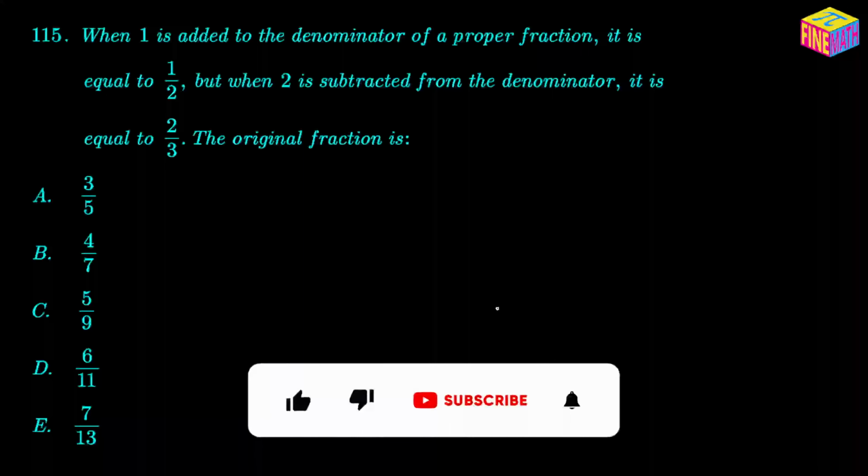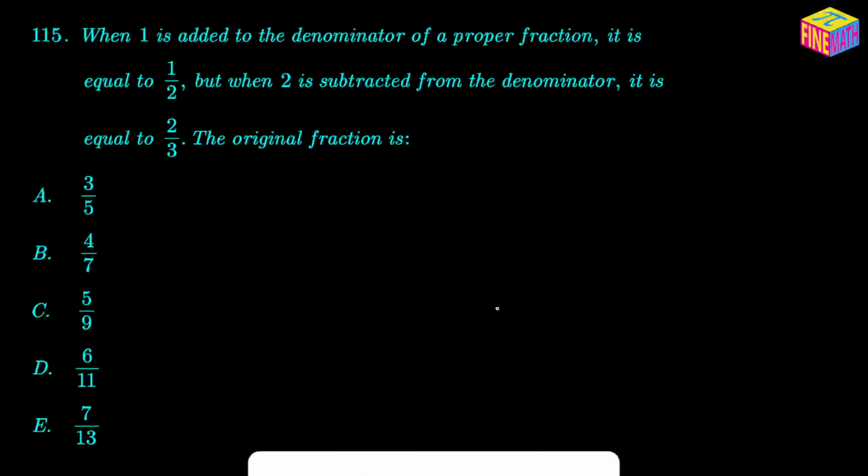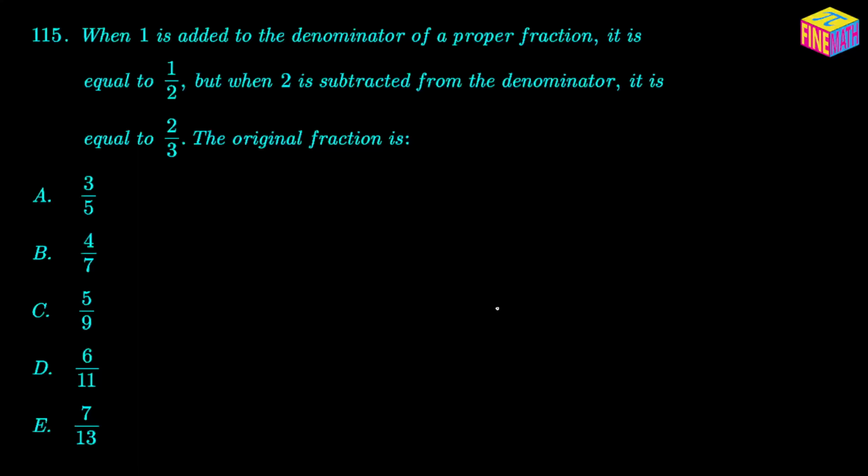So let's get started. Here the question says, when 1 is added to the denominator of a proper fraction, it is equal to 1 over 2, but when 2 is subtracted from the denominator, it is equal to 2 over 3. The original fraction is which of the following 5 options, right?